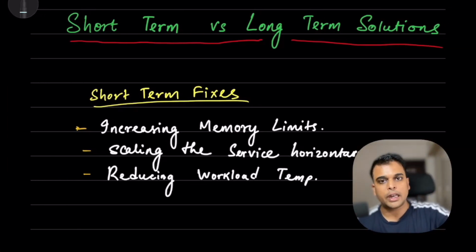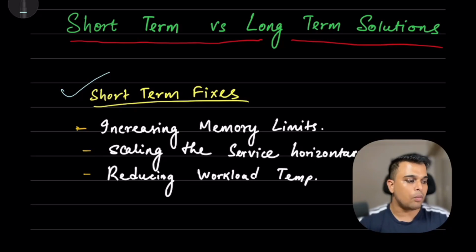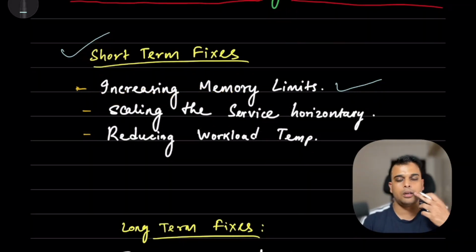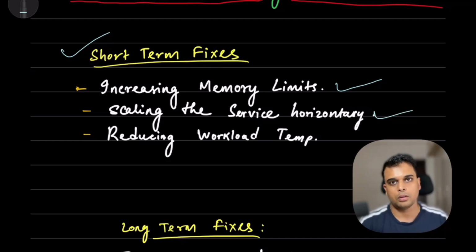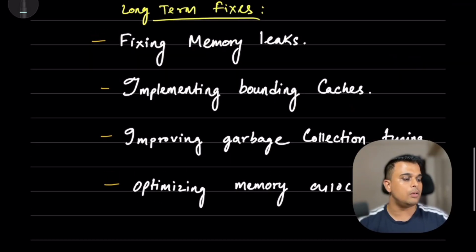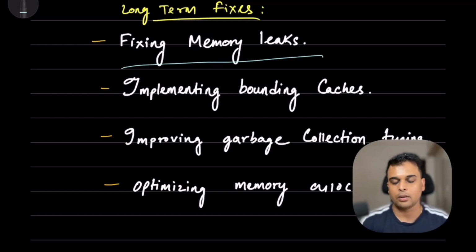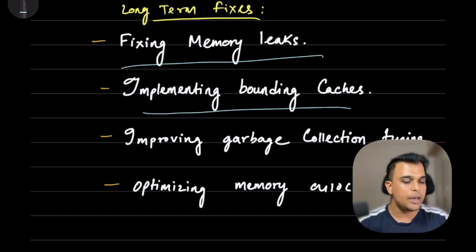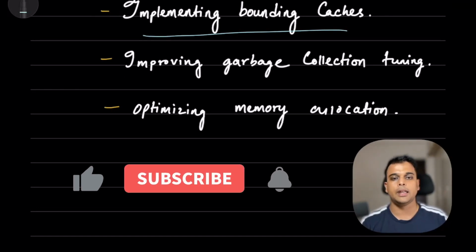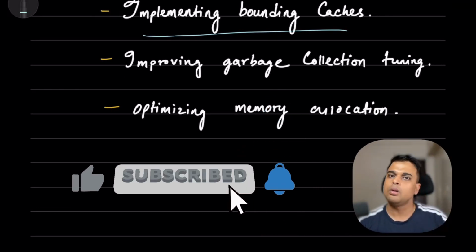So there can be two types of fixes. One is your short-term fix and one is your long-term fix. For your short-term fix, you can increase your memory limits, or you can scale the service horizontally. You can add more memory to your overall resources, or you can reduce your workload temporarily so that your incident is mitigated. That can be short term. For the long term, what you can do is fix the memory leak if it is happening at your application level. You can implement bounded caches. We don't get into what exactly that is, because most of the time it is the engineering team who helps us achieve it, or you can do it as well.